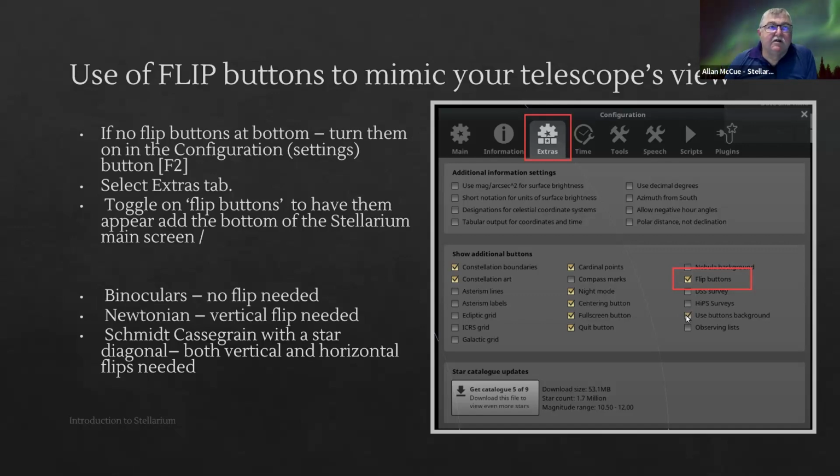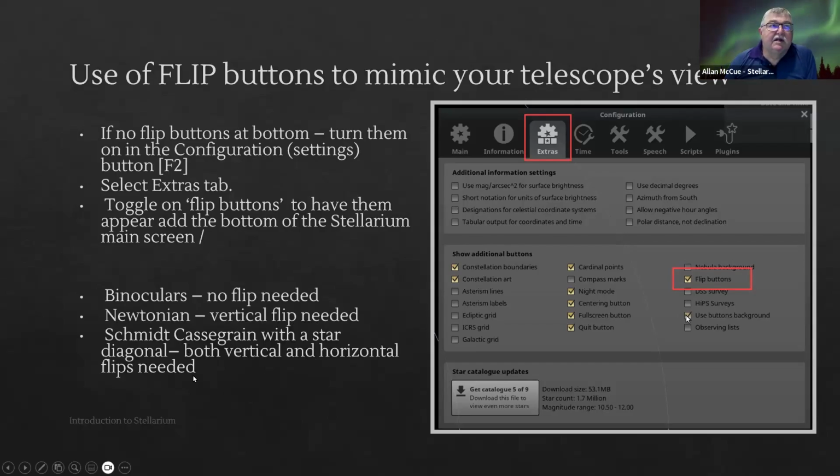Of course, with binoculars, no flip is needed, right? What you see through your binocs is what you're going to see with the naked eye. With a Newtonian, you're going to need a vertical flip so that it looks just like Randy's map. And with a Schmidt-Cassegrain using a star diagonal, which is my setup, you're going to need to use both the vertical and the horizontal flips.